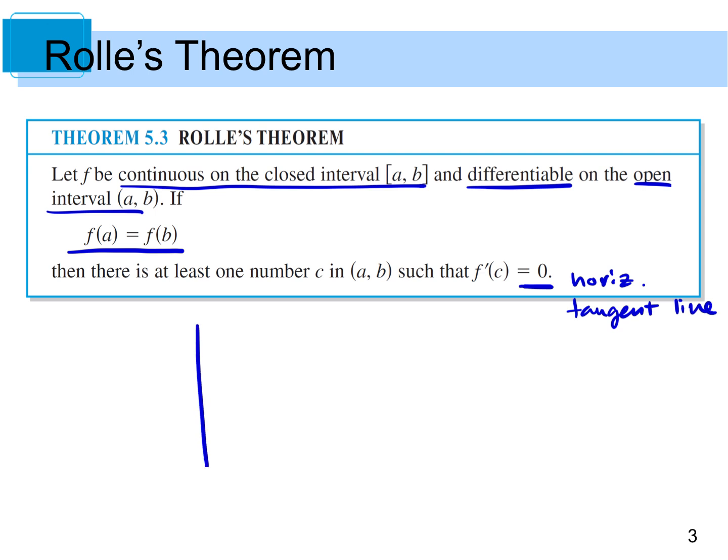So if I have two x values, a and b, and their y values are the same, so if I had 2 points up here, then somewhere in between these 2 points, I have a maximum where I have a horizontal tangent line. Or I would have a minimum where I have a horizontal tangent line. So we'd either have a maximum or minimum depending on how our graph looks.